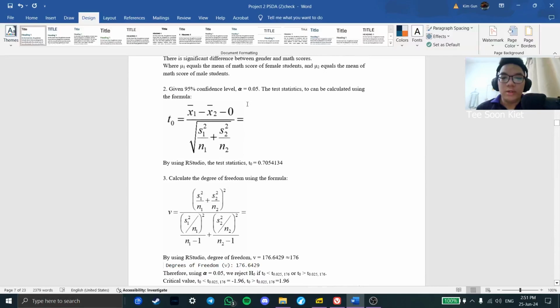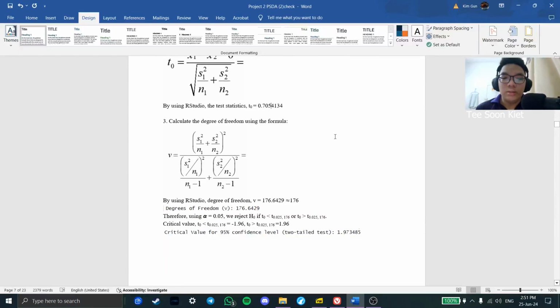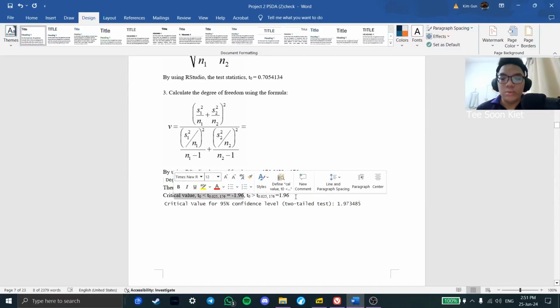We found after that we used the statistic where we found 0.705, and using that we calculated the degree of freedom using this formula in RStudio, and we got 176.6429, and we rounded that down to 176, where we got the negative critical value, which is negative 1.96, and the positive, which is 1.96.